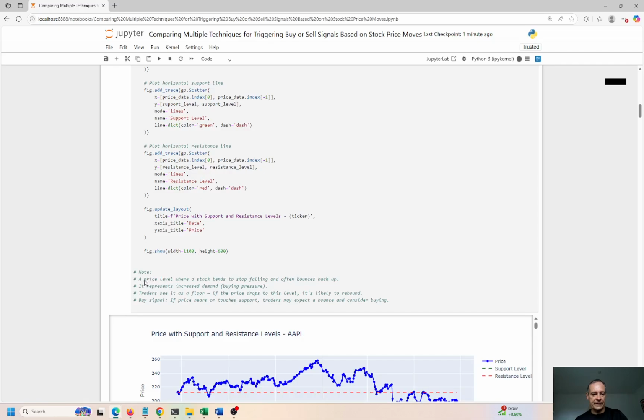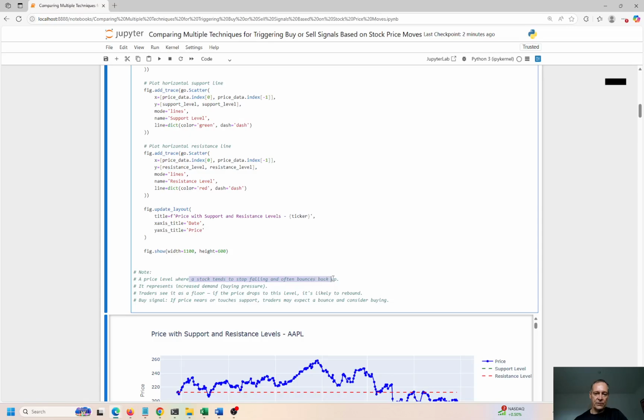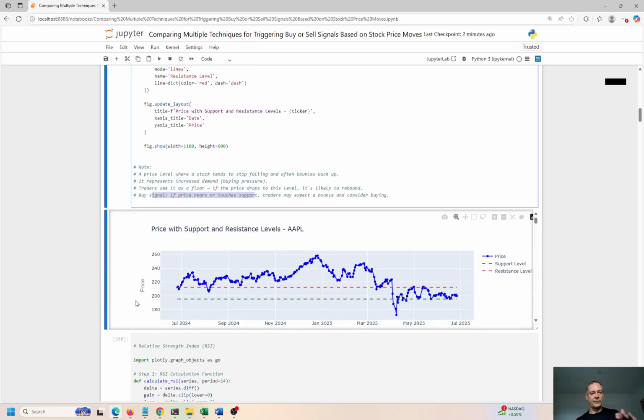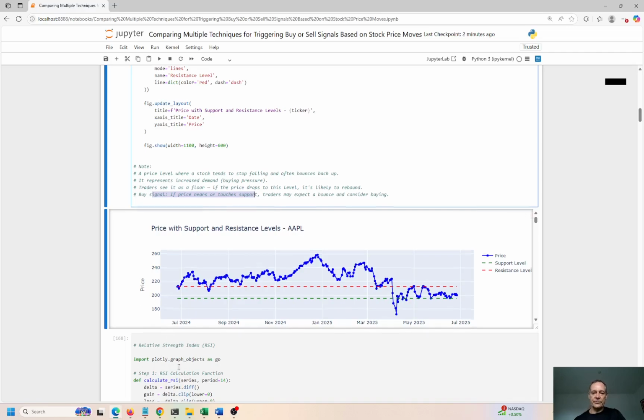So the relative strength says a price level where a stock tends to stop falling and often bounces back up. So bouncing back up represents increased demand, buying pressure. Traders see it as a floor. If the price drops below this level, it's likely to rebound, or a buy signal if the price touches the support. Traders may expect a bounce or consider buying. Okay, again, so the relative support, the green is the support level, and the red is resistance.